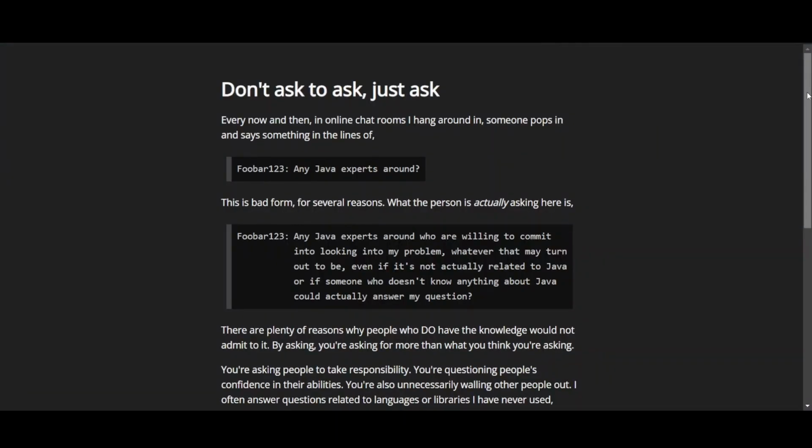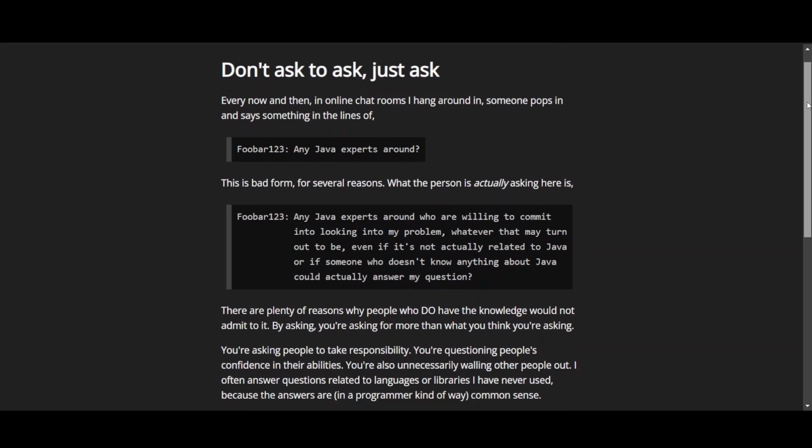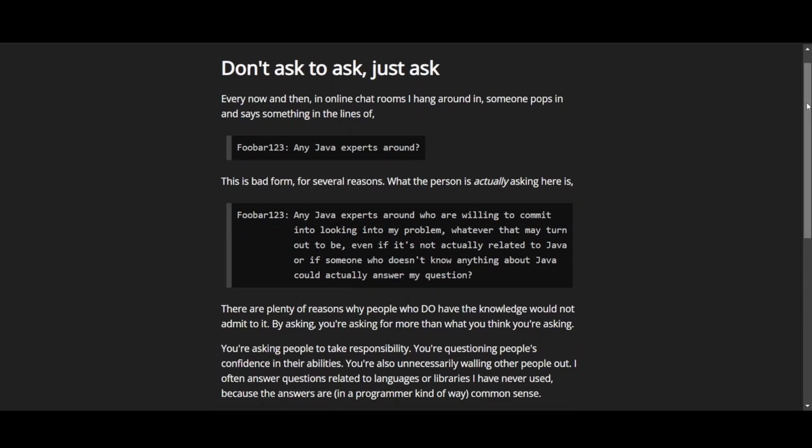Every now and then, in online chat rooms I hang around in, someone pops in and says something along the lines of, "Any Java experts around?" This is bad form, for several reasons. What the person is actually asking here is, "Any Java experts around who are willing to commit to looking into my problem, whatever that may turn out to be, even if it's not actually related to Java or if someone who doesn't know anything about Java could actually answer my question." Okay, that's funny. There are plenty of reasons why people who do have the knowledge would not admit to it. By asking, you're asking for more than what you think you're asking.